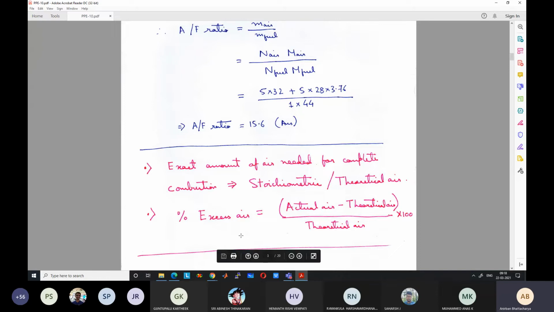Percentage of excess air is nothing but the actual amount of air which is used in a reaction minus the theoretical amount of air. So actual air minus theoretical air is the excess air. If you divide this by the theoretical amount of air, you get the fraction of excess air. Multiplying it by 100, you get the percentage of excess air. So if you have a stoichiometric reaction, the percentage of excess air is 0.